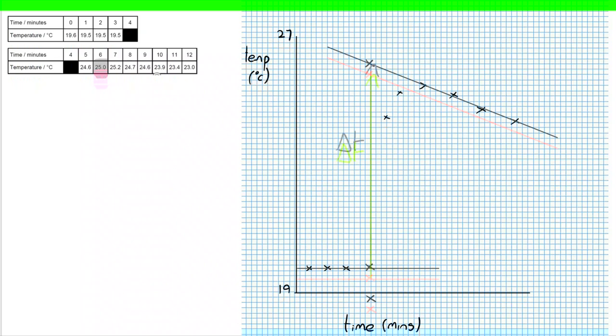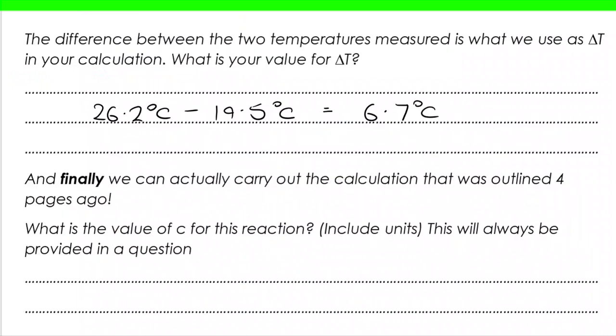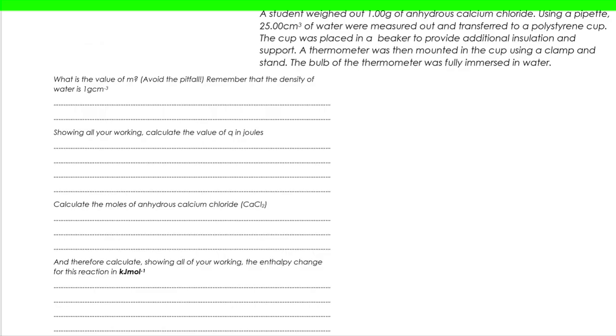That's a lot of work to get to that temperature that goes into the calculations that we've been looking at. On mine, that means that we've got a maximum temperature of 26.2. Now from there, we can work out the temperature rise, delta T, in which case it comes to 6.7. And at that point, we can start to look at the calculation that we were doing earlier. We know that C is 4.18, and that will always be provided. And now we can look, as I've said, at the calculation itself.